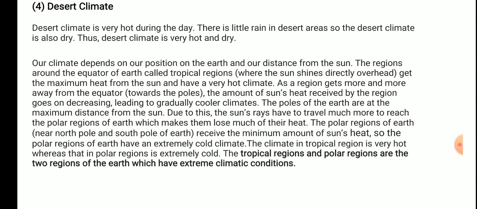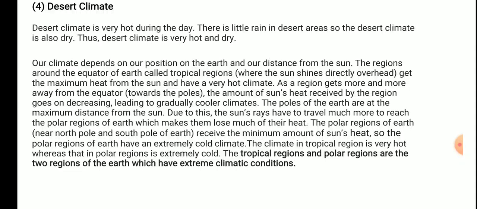The regions around the equator of earth, called tropical regions, where the sun shines directly overhead, get the maximum heat from the sun and have a very hot climate. As a region gets more and more away from the equator, means if we move towards the poles, the amount of sun's heat received by the region goes on decreasing. Why? Because this time the sun is not overhead, okay, and this leads to gradually cooler climates.